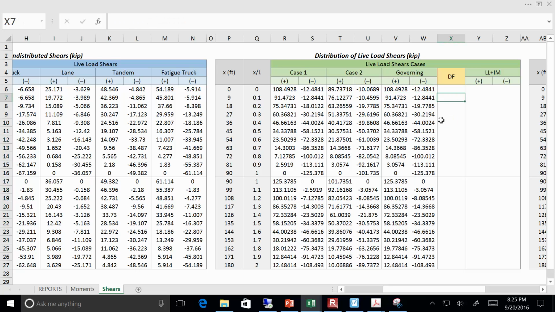All right. So far, so good? All right. Now, distribution factor. Let's see if y'all remember. What was the worst case distribution factor for shear? Hey, can you go through your notes again? 0.952. There we go.